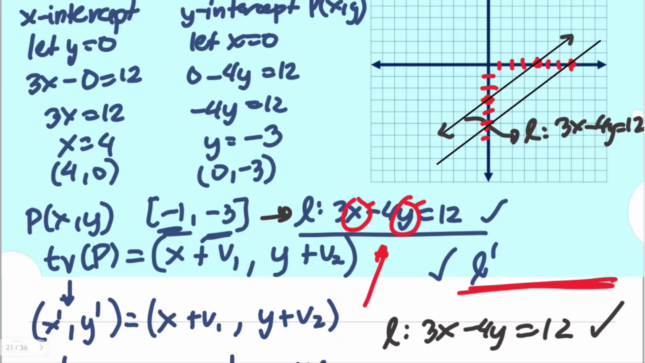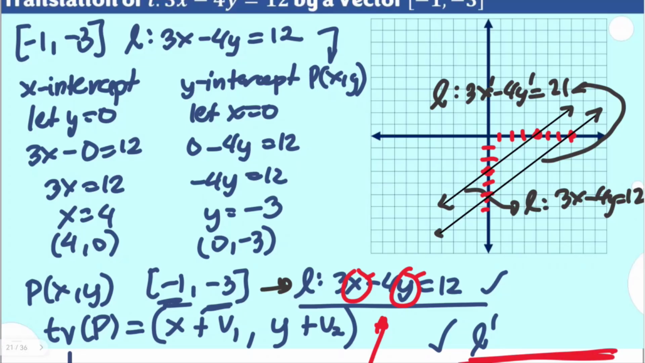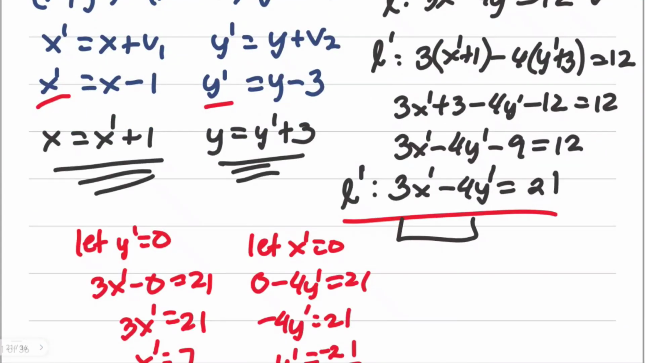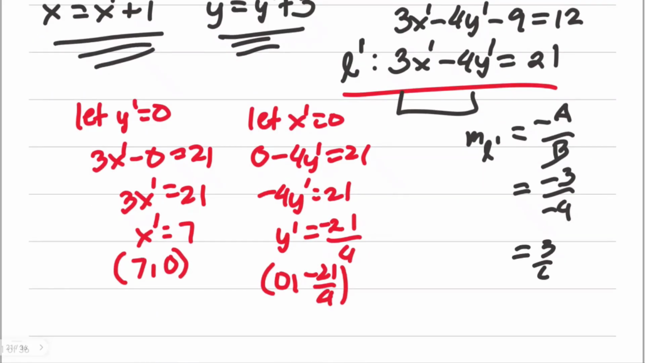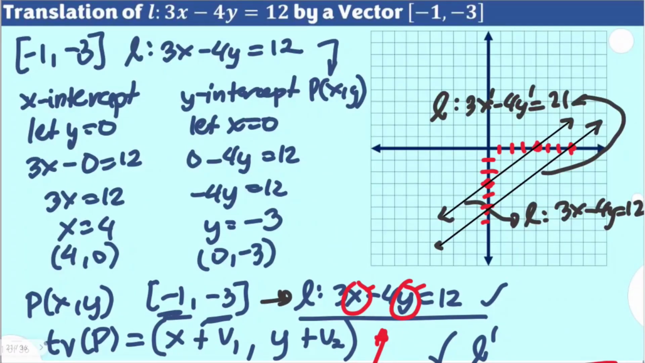Okay, so it would surely be parallel to the first line. This is actually our line L prime, indicated by 3x prime minus 4y prime is equal to 21. They are parallel because, as you can see here, when you identify the slope of your L prime, negative a over b, that's actually negative 3 over negative 4. So the slope is 3/4. Similar to this here, that's also 3/4. So they are actually parallel to one another.